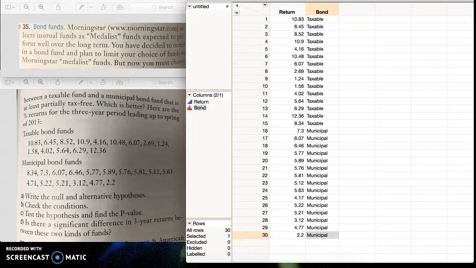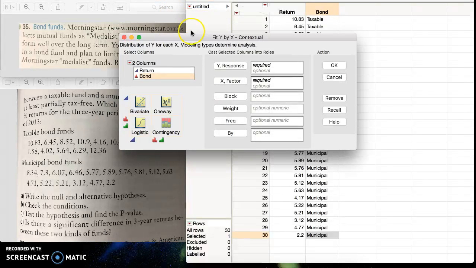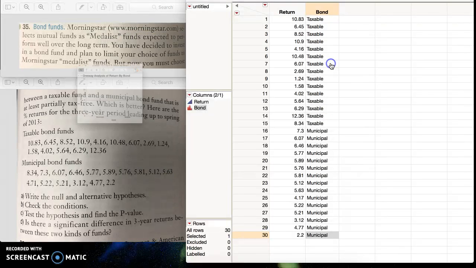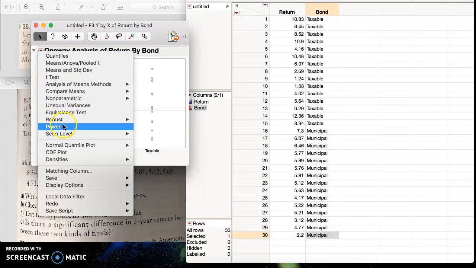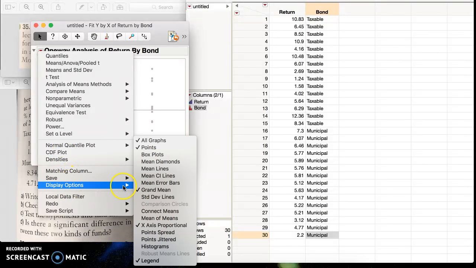So first what we're going to do is look at our data. So we're going to go to Analyze, Fit Y by X. We're going to take the return to the response variable and the bond to the X variable. We're going to go OK. And then here's our output here. And we're going to go to the hotspot, go to display options, and get our box plots.